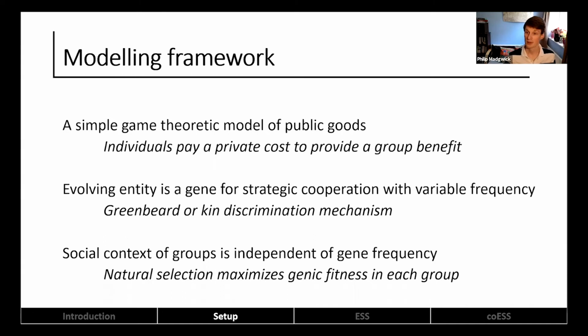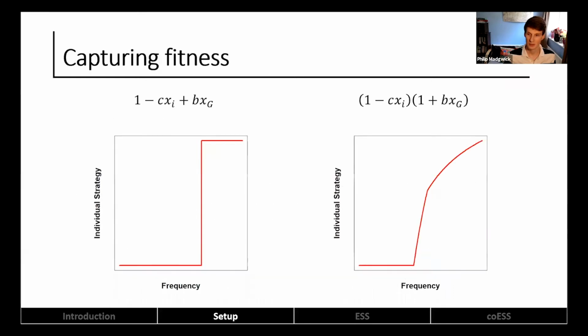But note that we are assuming that the social context that the gene finds itself in is independent of that gene's frequency. This means that a gene is naturally selected to maximize its fitness in response to its frequency within a group, as we should expect. This setup permits the conditional element of strategic cooperation, but we must also permit quantitative levels of cooperation.